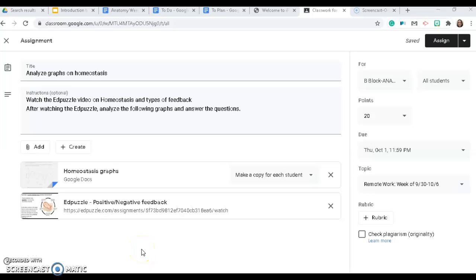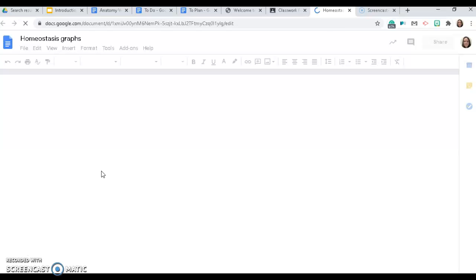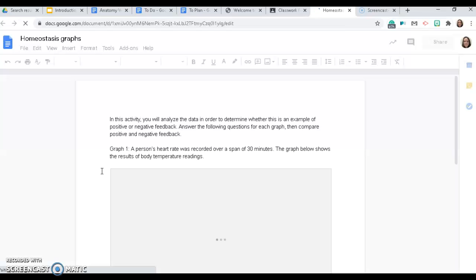So for this assignment, the first thing that you are going to do is watch the Edpuzzle video all about positive and negative feedback mechanisms. And then once you are finished with that, there is this assignment on some data about the human body, and your task will be to identify whether the graph is showing positive or negative feedback.